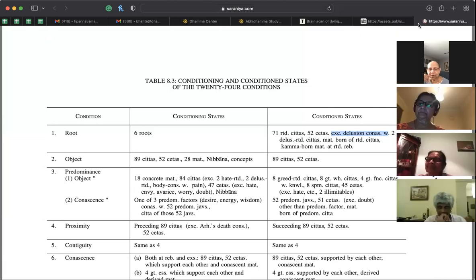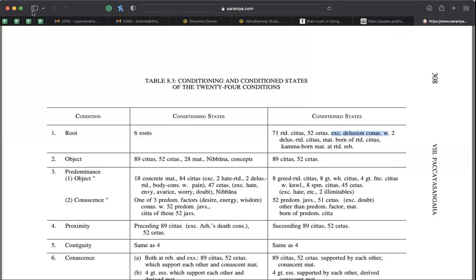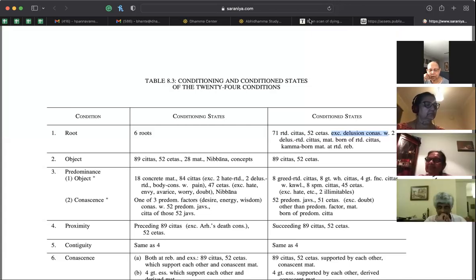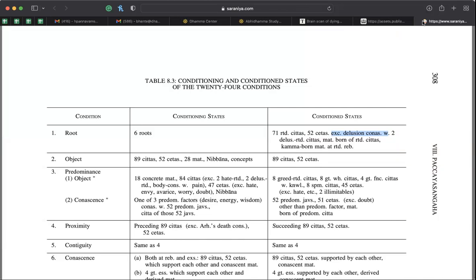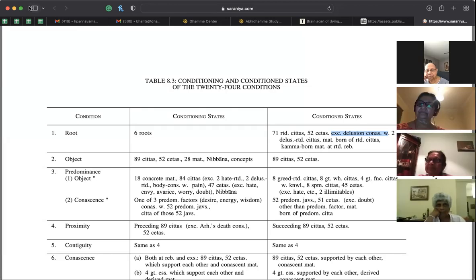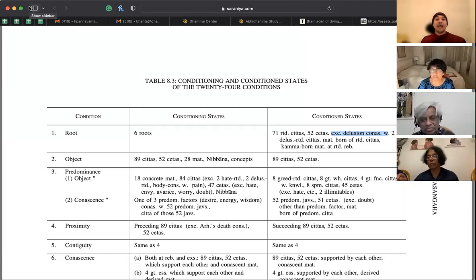Bhante, I think it is okay because now Lobha has got two roots, Lobha and delusion. Moha has got two roots, Moha and delusion. But delusion has got only one root, so it can only be a condition. Because it's only one root, it can't be a conditioning factor and a condition factor both. Correct. Why? Then we are quoting one dharma twice.